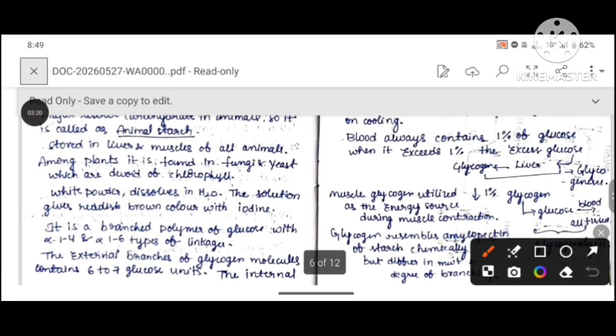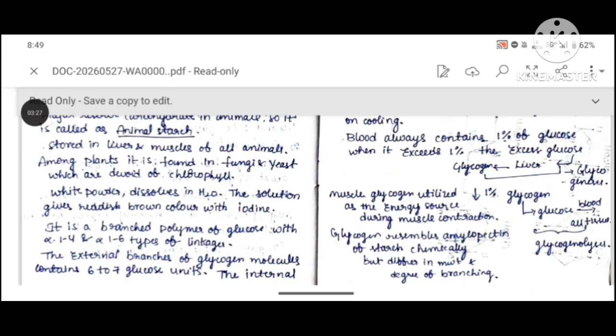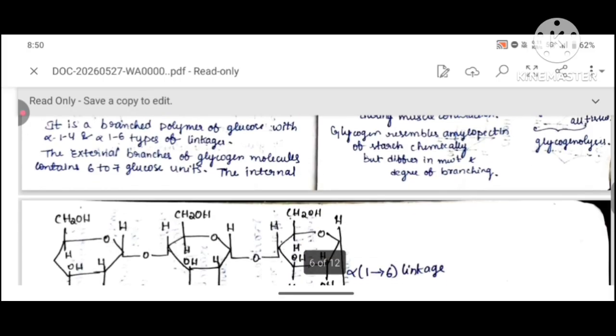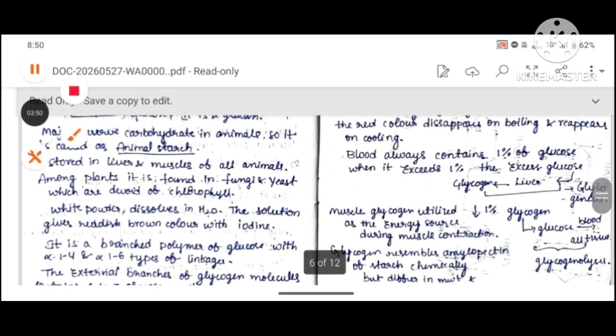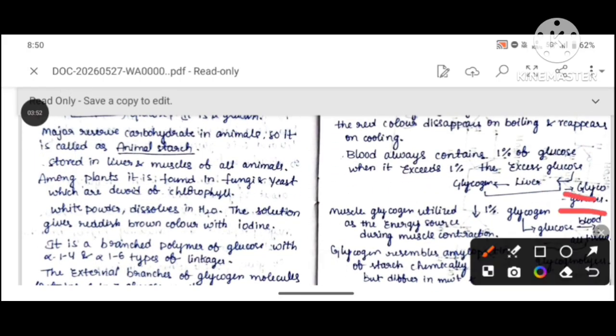The blood always contains about 1% of glucose. When it exceeds 1%, the excess glucose, as I have mentioned, is stored in the liver in the form of glycogen. So the percentage of glucose must be 1% in the blood. If it exceeds, the excess amount of glucose is stored in the form of glycogen in the liver through the pathway known as glycogenesis.